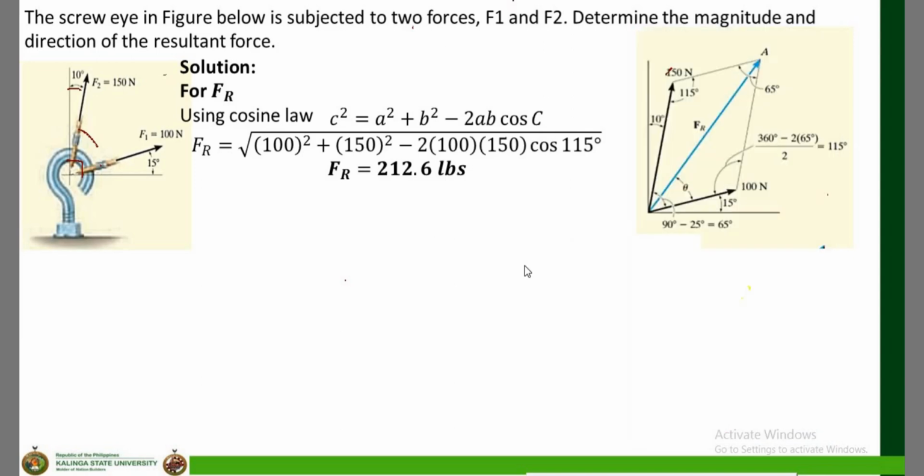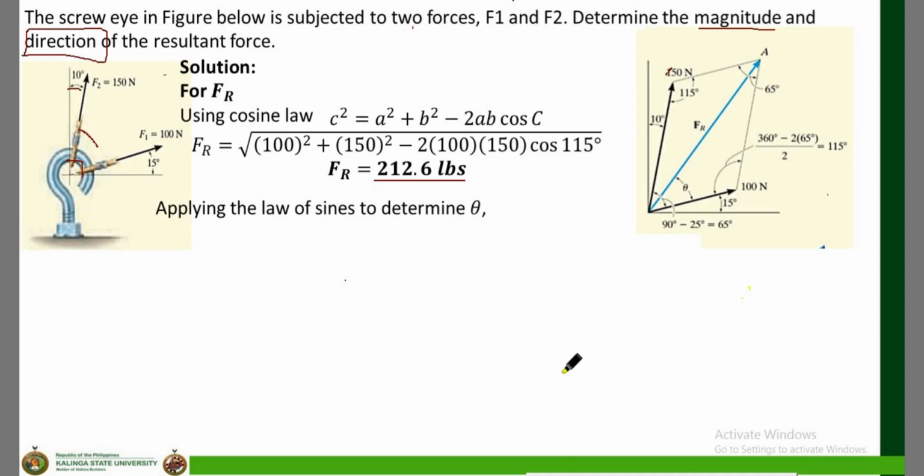Okay, so we solved for FR. That is not yet my final answer, because the problem asks us to determine the magnitude and the direction. The magnitude is 212.6 pounds. The direction pertains to the angle of inclination. So let us go back to the problem.